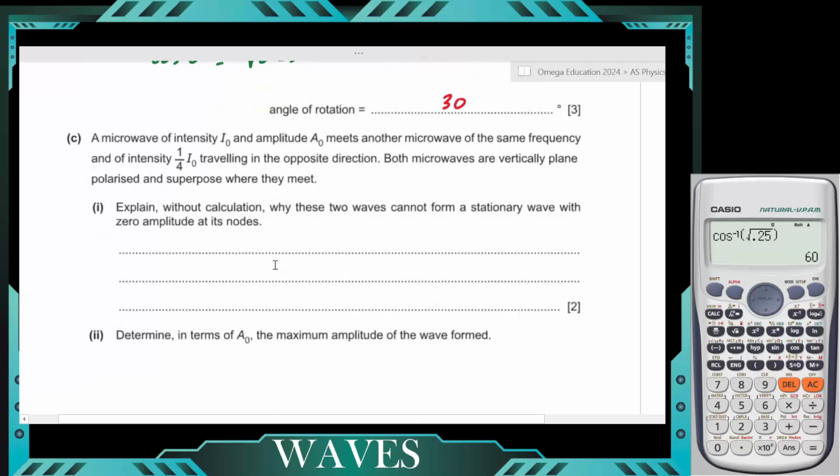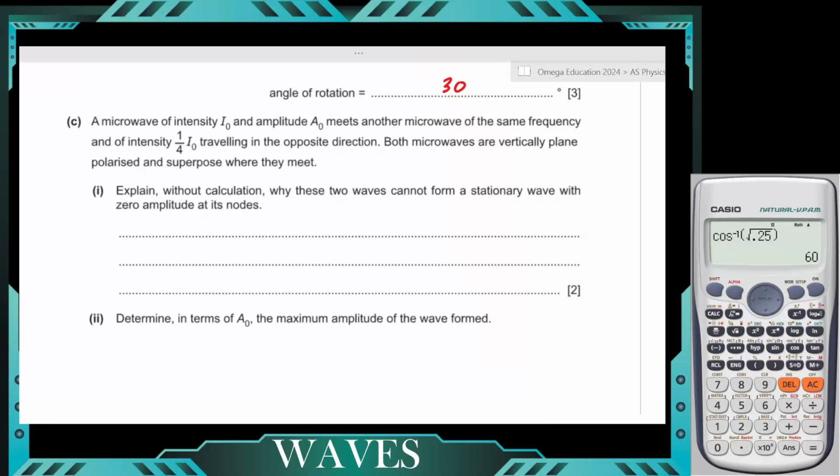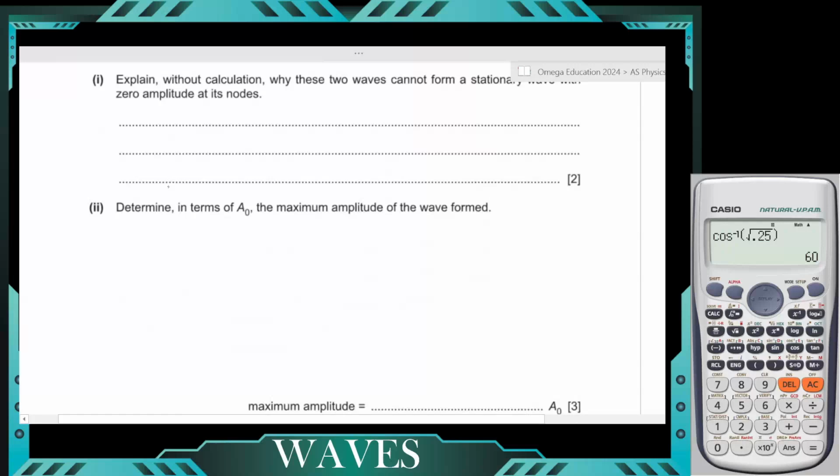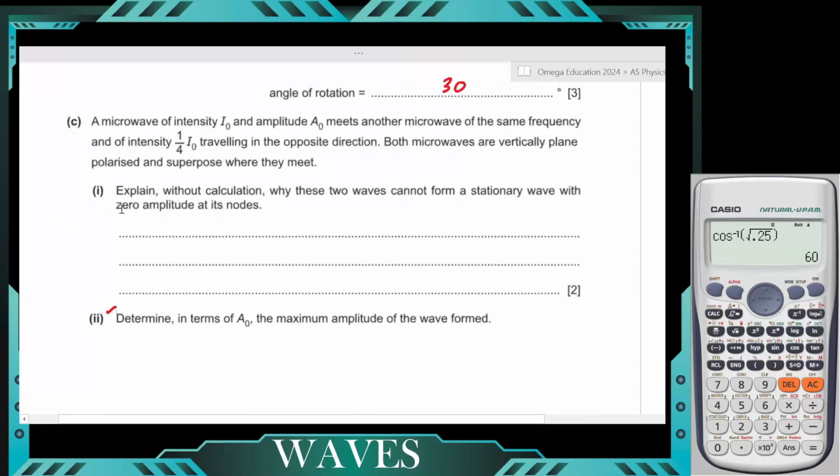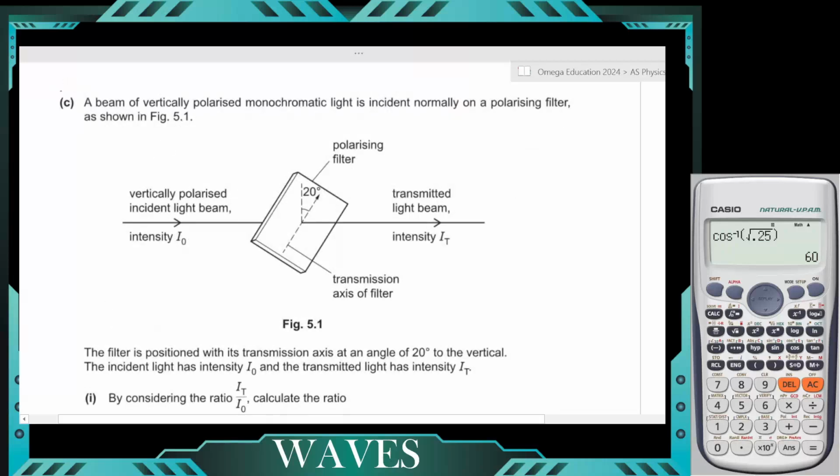So let's take a look at the next one. This one is about stationary waves, and we won't be able to solve this one. The next one also, in which we have to find the maximum amplitude. We'll solve part C once we are done with the topic of stationary waves and superposition of waves. So let's move on to the next question, question number 3.